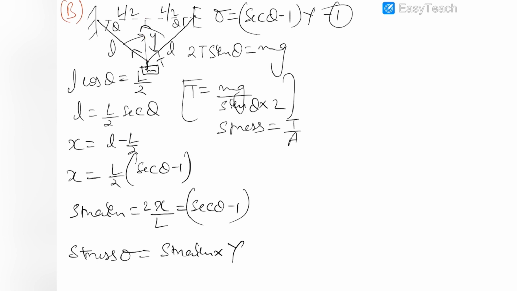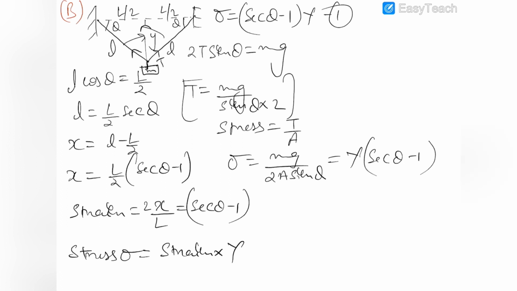So stress is T upon A. T upon A, sigma, is equal to mg upon 2A sin theta. And this is equal to gamma into this one, gamma into sec theta minus 1. So you can see that it is sec theta minus 1.